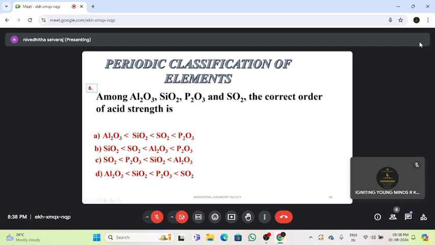Among the oxides of aluminium, silicon, phosphorus, and sulfur, the correct order of acid strength is dash. Generally, oxides of non-metals will have acidic character. So based on that logic, you have to arrange these oxides.